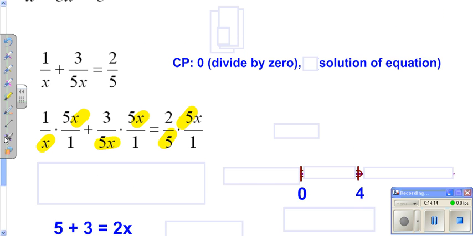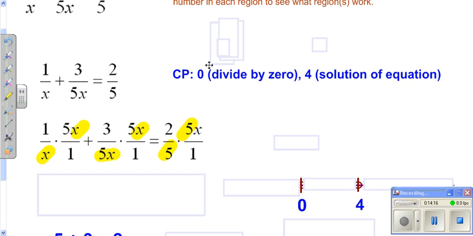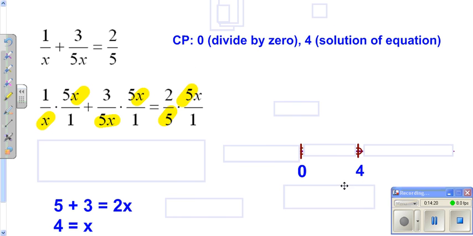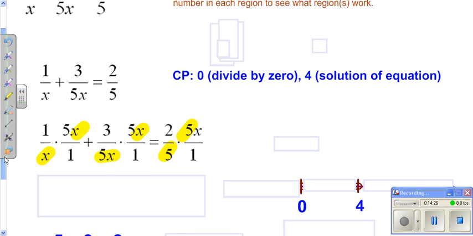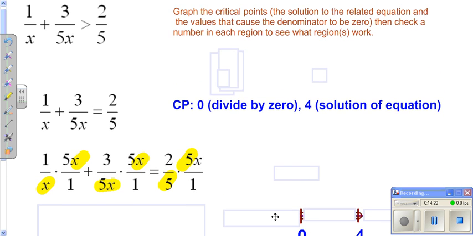So your critical points are what you get from solving it and what causes you to divide by 0. You put those on a number line, which we have right here, and then you want to try a number in each region. Put a negative into your original problem here. Could say a -1, plug it in here and here, and you'll realize it doesn't make it work. Plug in something in between, say 1 for your x's, and it ends up working. Try a number over here, say 5 in for your x's, and it does not work.